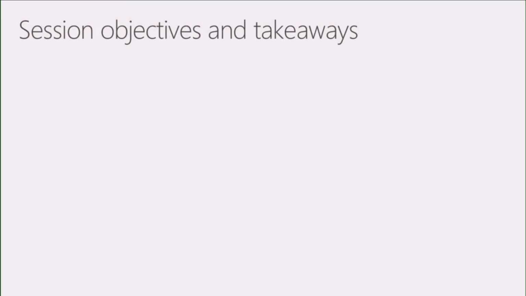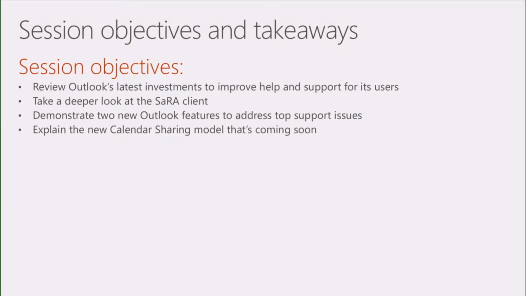Okay, so session objectives and takeaways. Like I mentioned, we're going to review some of the Outlook features which we have recently released in Outlook to make support easier, and the getting-help aspect easier for its users. In Office 365, if you have called in for support, only the tenant admin can call in and create a support incident. End users don't have that facility available to them, right? And you are calling on behalf of them. So our effort is to make things easier for you in providing support to your users.